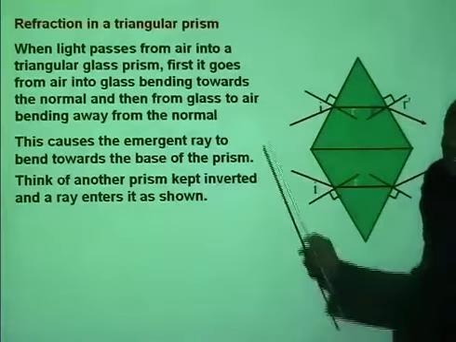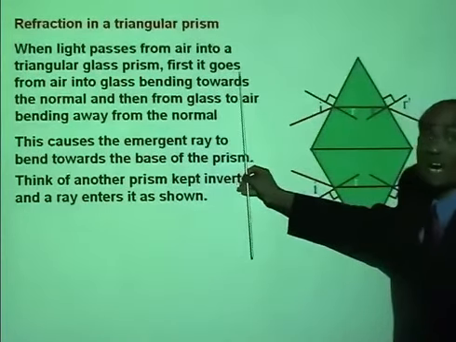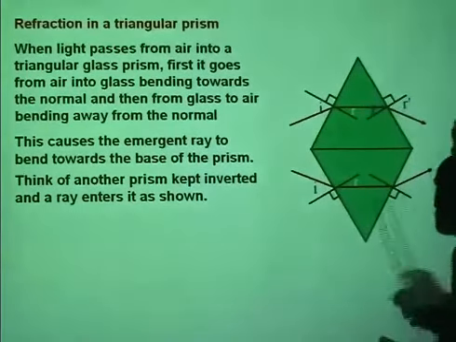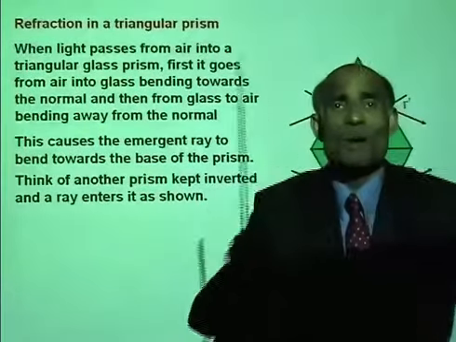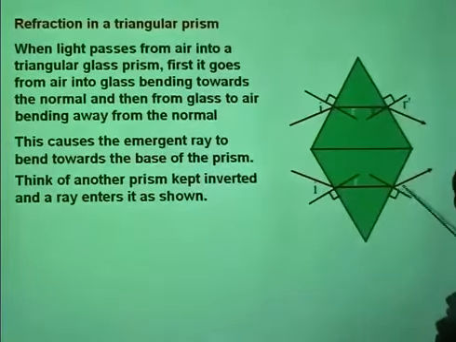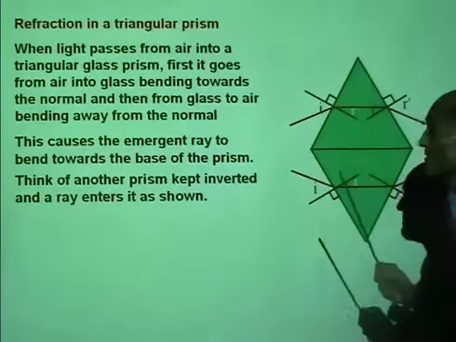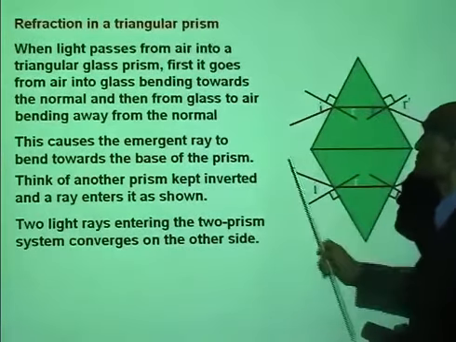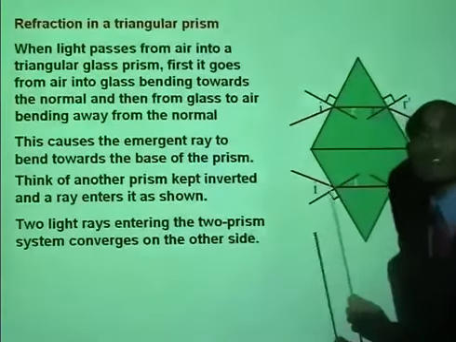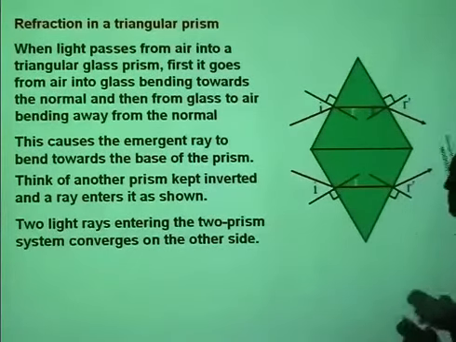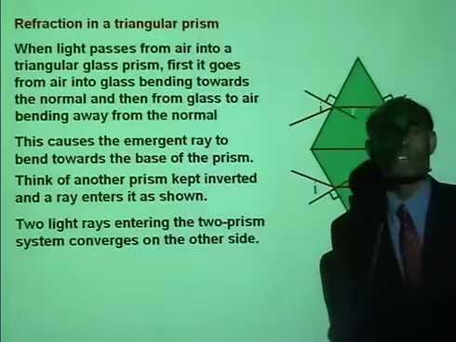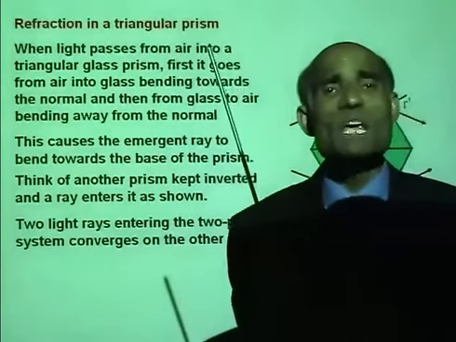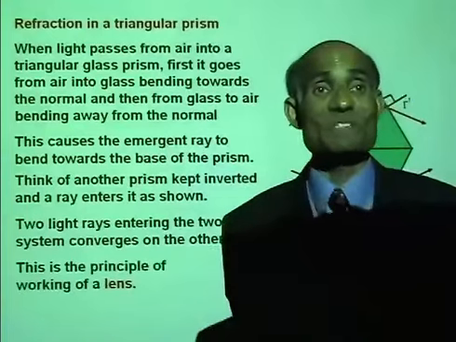So, as a result, if you have a beam of light coming and entering two prisms kept like this, the emerging rays will converge to one point. These two rays are actually converging to one point. There you are. Two light rays entering the two prism system converge on the other side. So these two light rays are actually converging to each other. And this is what happens when a beam of light passes through a two prism system.